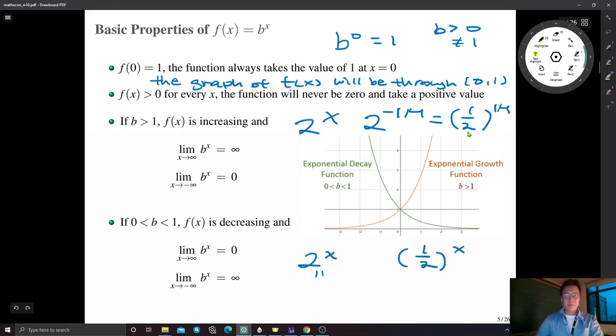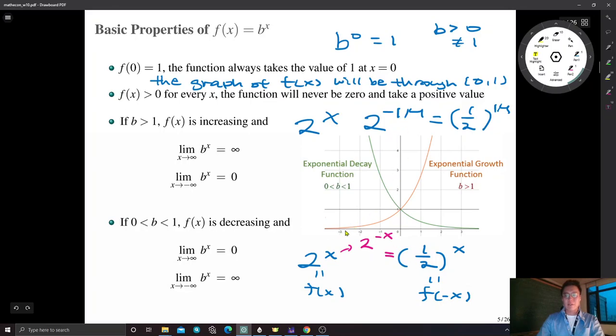So let me call this function f of x. Then this is going to be f of negative x. Because if we substitute negative x, then this is 2 to the power negative x, which is the same as 1/2 to the power x. The graph of f of negative x is going to be a reflection of f of x about the vertical axis. So these two graphs are symmetric with respect to the vertical axis.